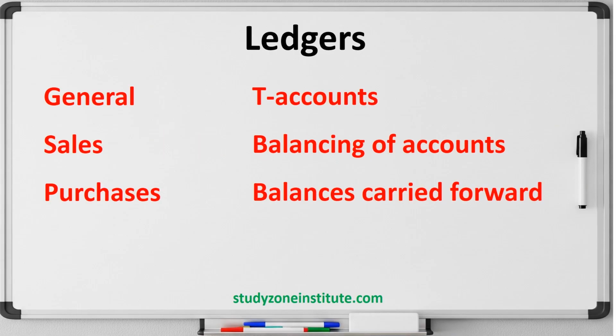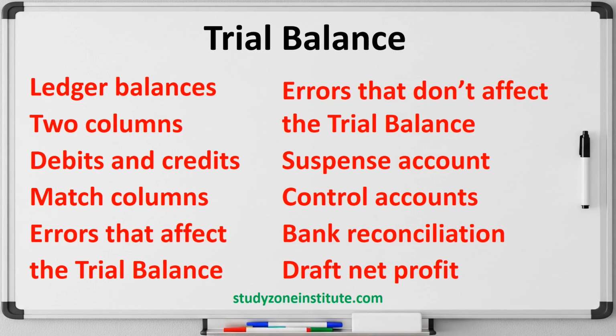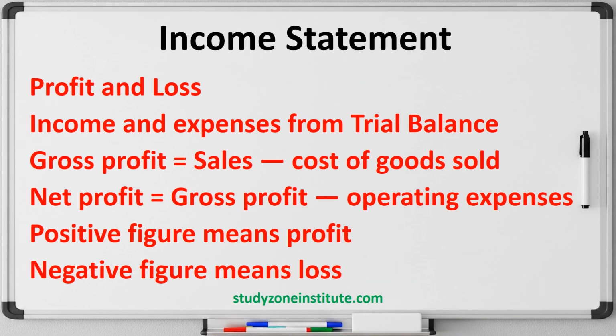General. Sales. Purchases. T accounts. Balancing of accounts. Balances carried forward. Trial balance. Account balances from the ledgers. 2 columns with all debits and credits. Finding and correcting errors. Suspense account. Control accounts. Bank reconciliation statement. Draft net profit. Income statement. Profit and loss statement. Income and expenses from the trial balance.